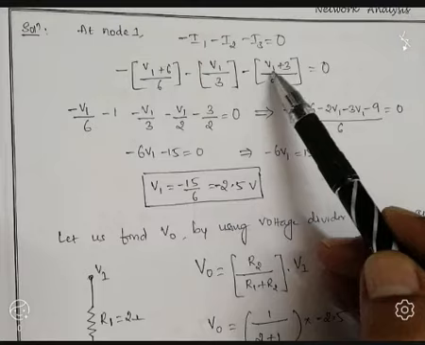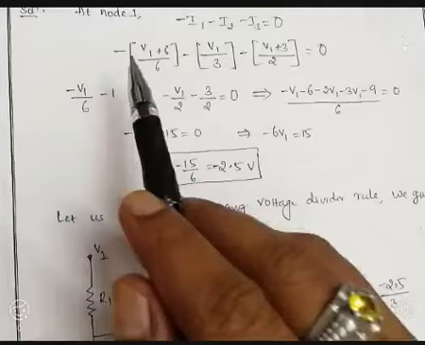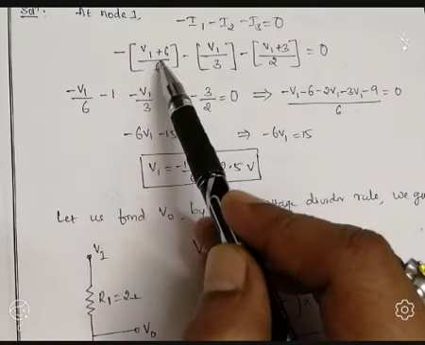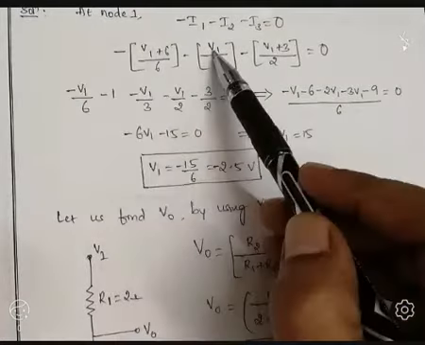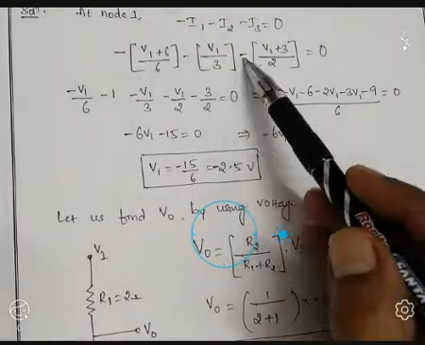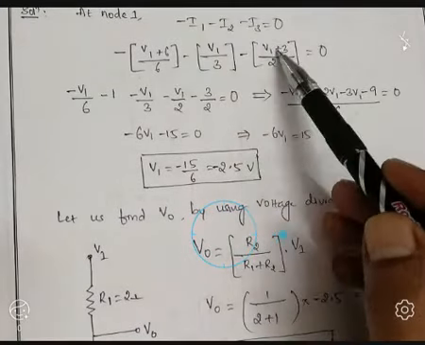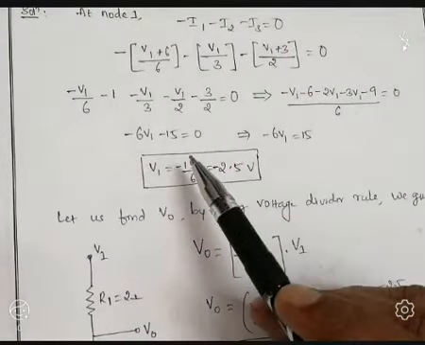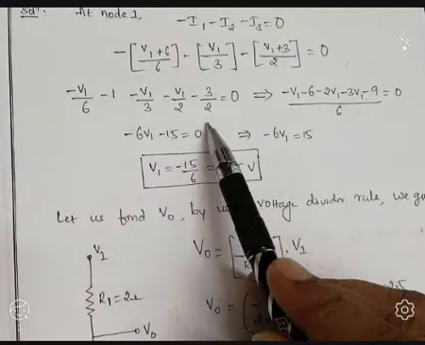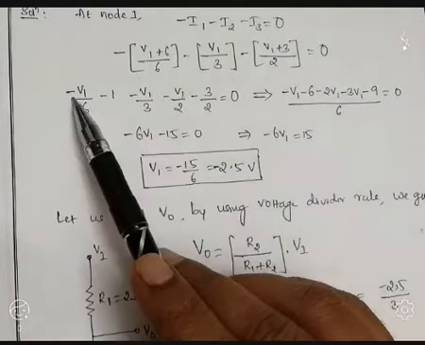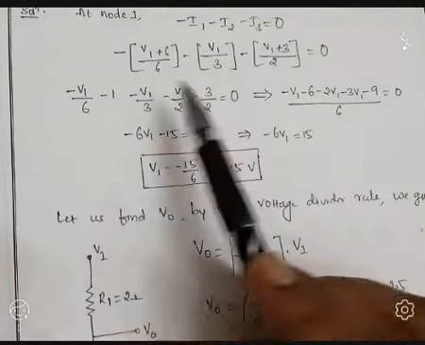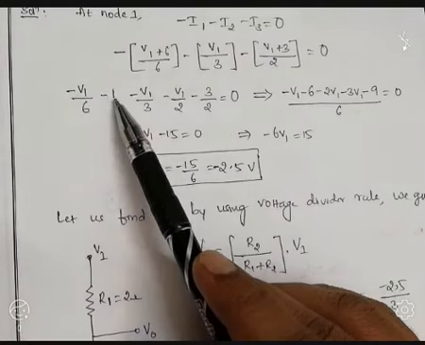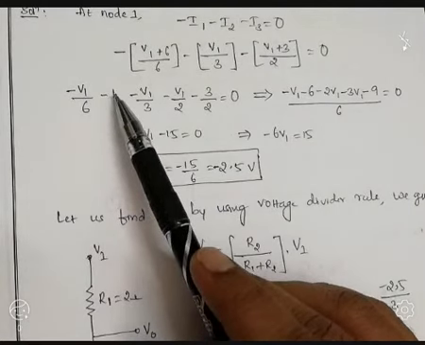Equal to 0. For the simplification, minus V1 by 6, 6 by 6 it is 1. So minus into plus, minus 1. Next minus V1 by 3. Next minus V1 by 2, minus into minus, minus 3 by 2 is equal to 0. Let us take the LCM. LCM is 6. So if you are taking the LCM, do the simplification. Minus V1 as it is. Here there is no denominator term, hence 1. 1 multiplied by 6, we get 6. Hence minus 1 into 6, that is minus 6.